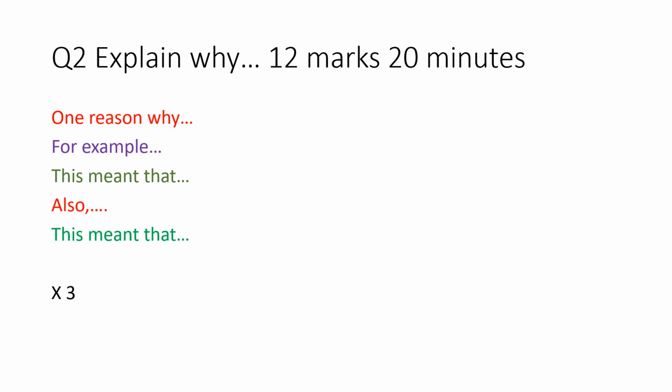And as soon as you write this meant that, you are starting to explain what or how that evidence links to your point. You're then going to introduce some more, another point. You're going to write also some more evidence, this meant that. You're going to try and repeat that 3 times so that you have 3 fully developed paragraphs. And if you can do that, you're going to get your 12 marks.